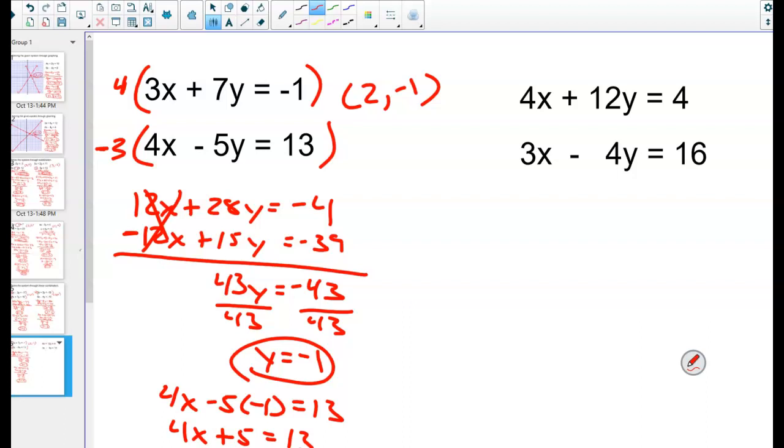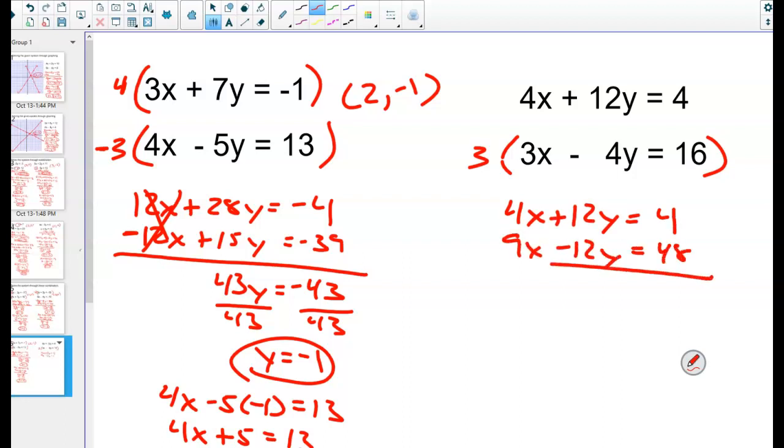It does work out. Here, I'm literally just going to multiply the bottom by, oops, not 4, but by 3. So 4x plus 12y equals 4. 9x minus 12y equals 48. My y's cancel. 13x equals 52. We divide by 13 and my x equals 4.